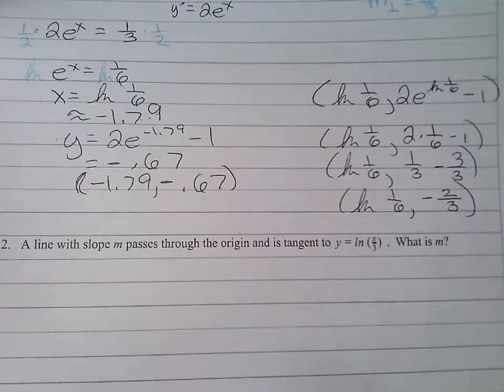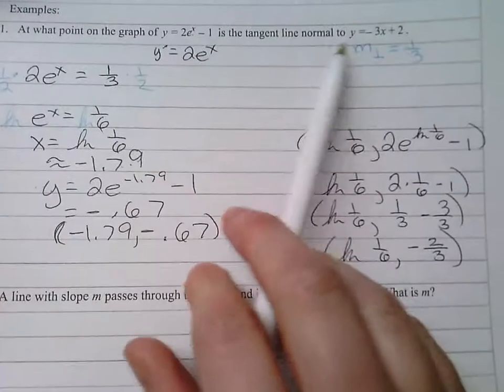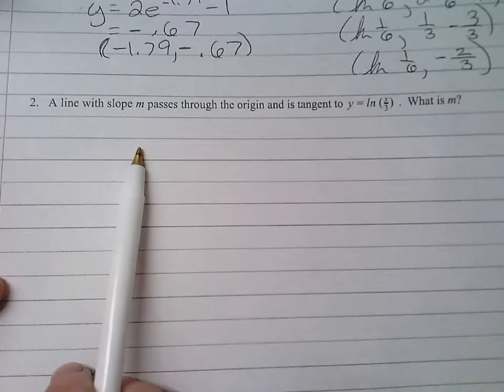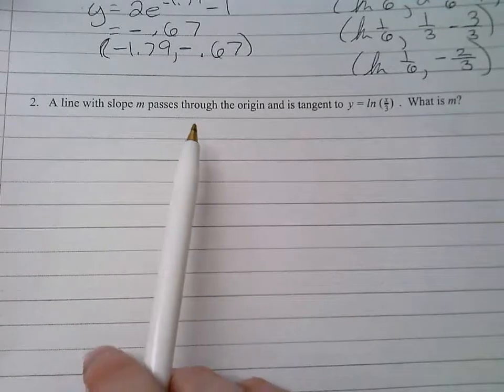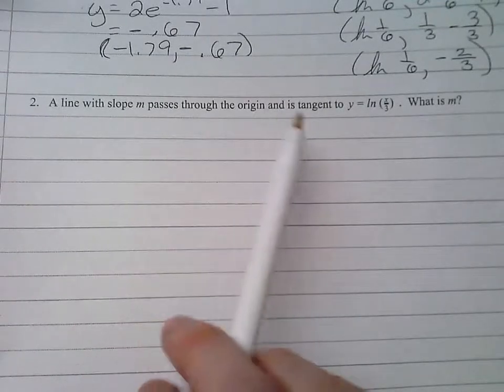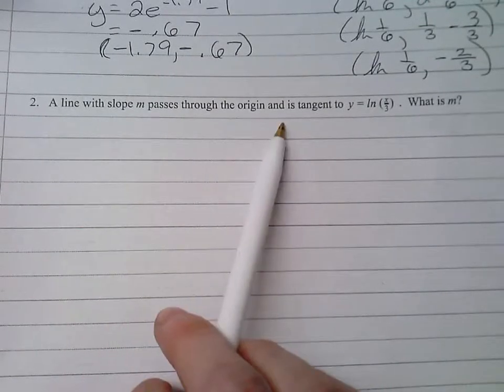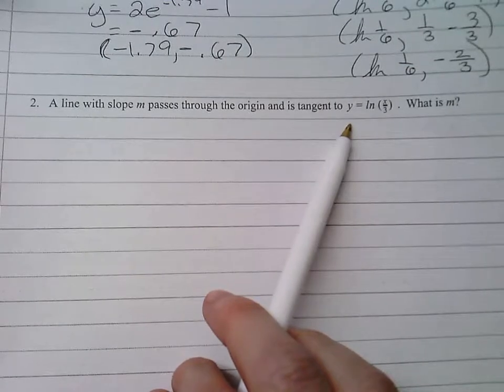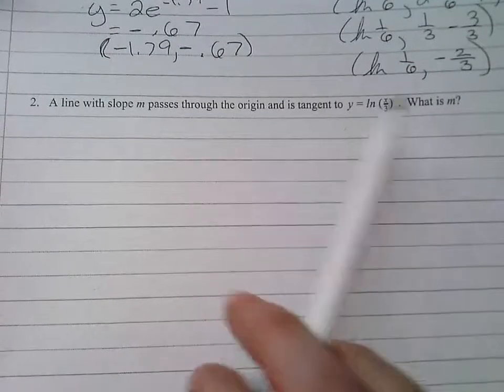Okay, so this is going to be the point where the tangent line is normal to this line. Next example. So a line with slope m passes through the origin and is tangent to y equals ln of x over 3. What is m?